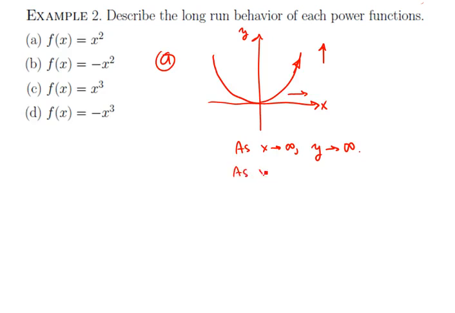Now go back the other direction. As x goes to negative infinity, back this direction, the corresponding y values are still going up, and so y is going to positive infinity.